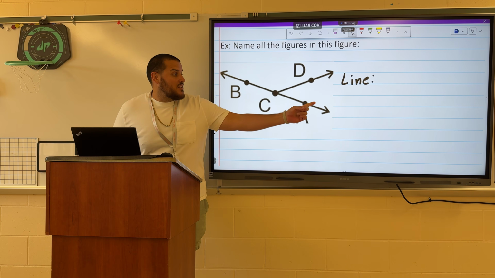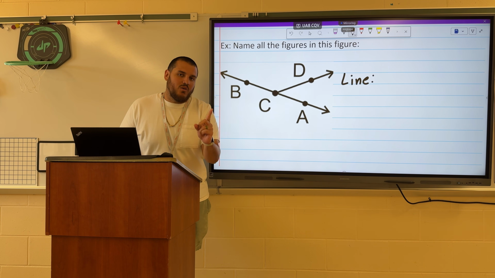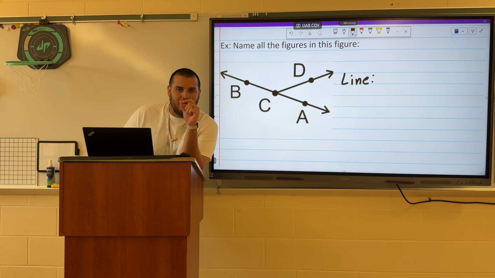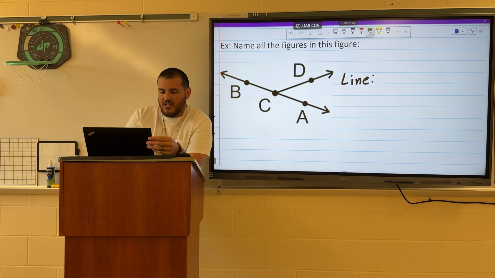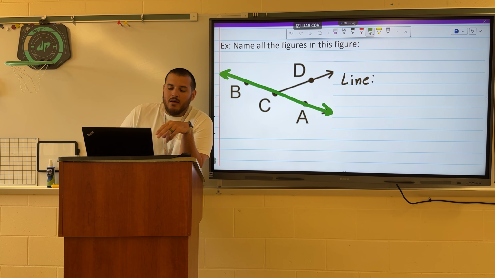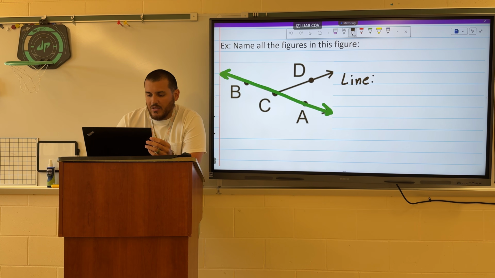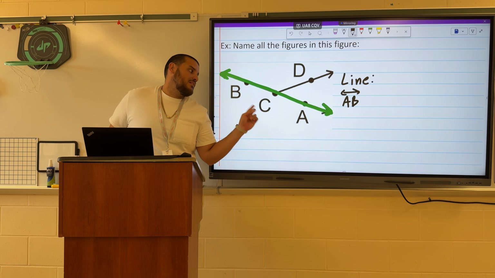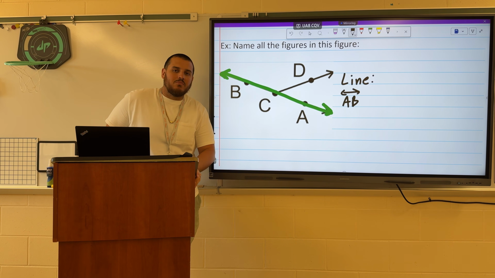Next, pause the video and see if you can find and name all the lines that exist in this figure. Maybe you noticed I wrote line and not plural because there's only one line in this figure, but it can be named several different ways. Remember, the way we identify a line is with arrows on both ends, which only occurs here on this figure. And remember, we only use 2 points to name the line, but it doesn't matter which 2 points, and it does not matter which order we put them in. So you could absolutely call this line AB or BA, or line BC, or line CB, line CA, line AC. All those names would be appropriate.